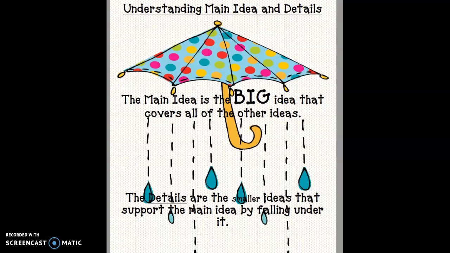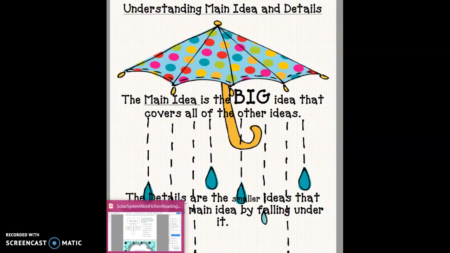So we can start by talking about what is main idea. The main idea is the big idea that covers all of the other ideas. And the details are the smaller ideas that support the main idea by falling under it. So this umbrella picture can show us the main idea as being the umbrella and the supporting details being the raindrops that fall under it. So we are going to do an example together.